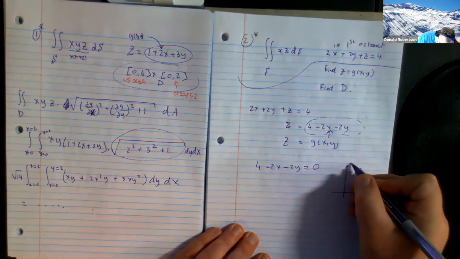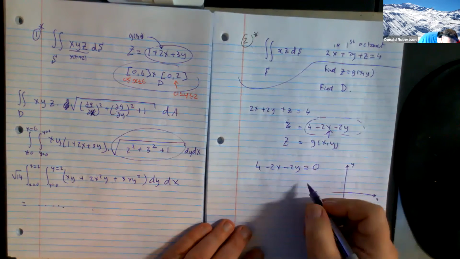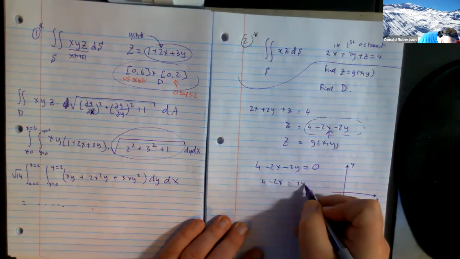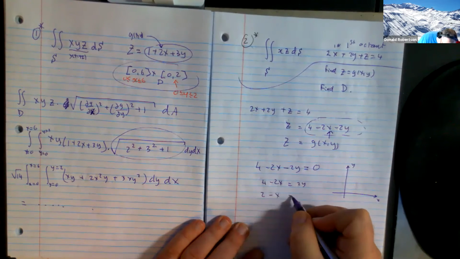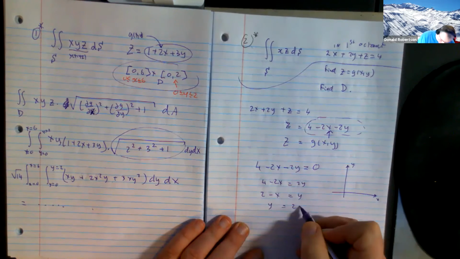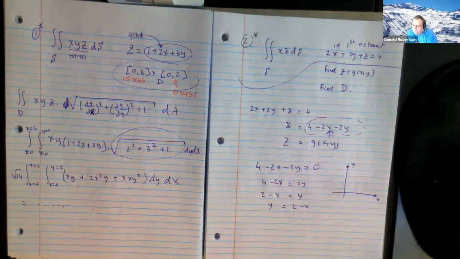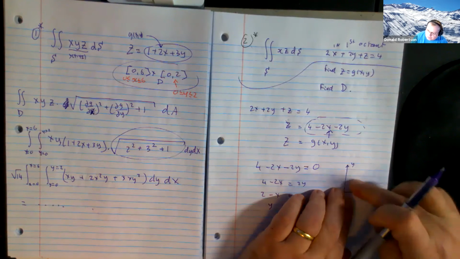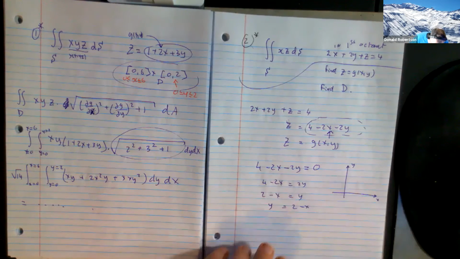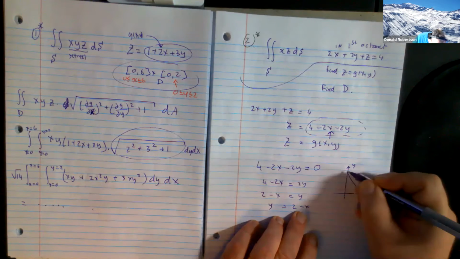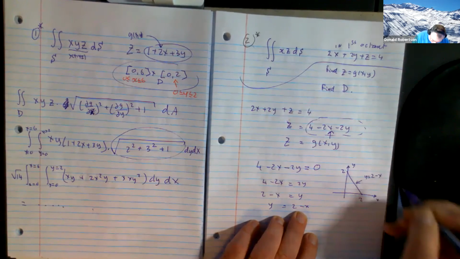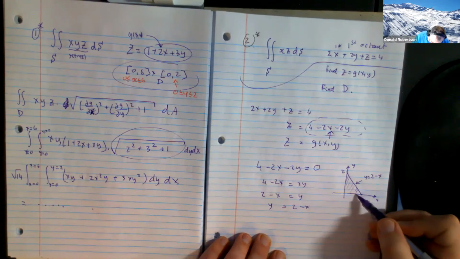So let me figure out what it looks like by rearranging it. How about 4 take away 2x is 2y. So 2 take away x is y, so y equals 2 minus x. So it's in the first octant, which means it can only live here, only in the positives. And it's a straight line, 2 minus x. So this is D.